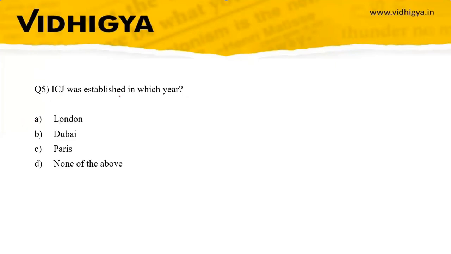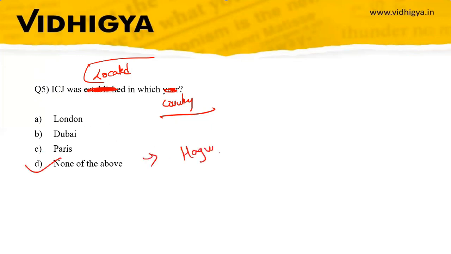Question number 5: sorry, the ICJ is located in which country? This was a wrong question. The ICJ is located in which country, or you can say which place? Your options are London, Dubai, Paris, none of the above. And the correct option is none of the above. It is in the Hague, that is in the Netherlands.